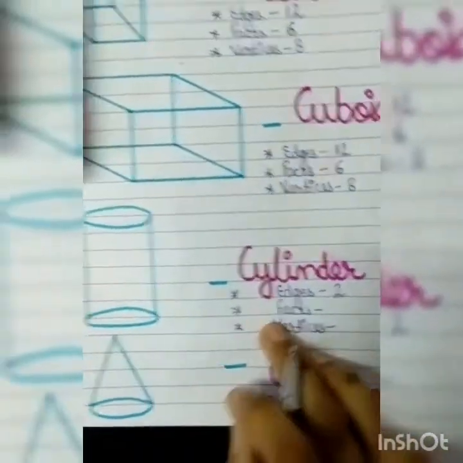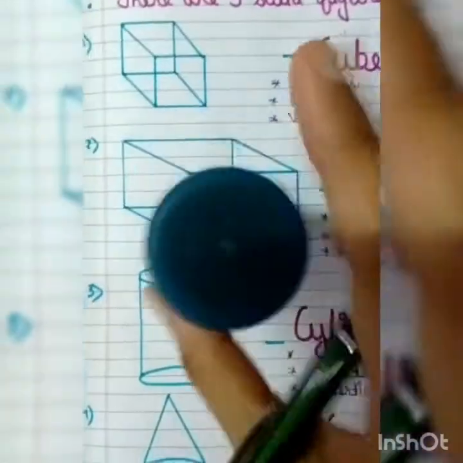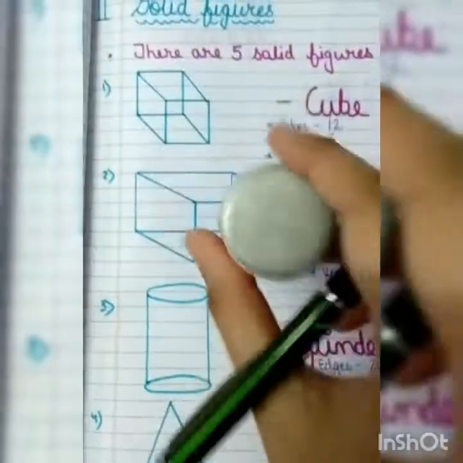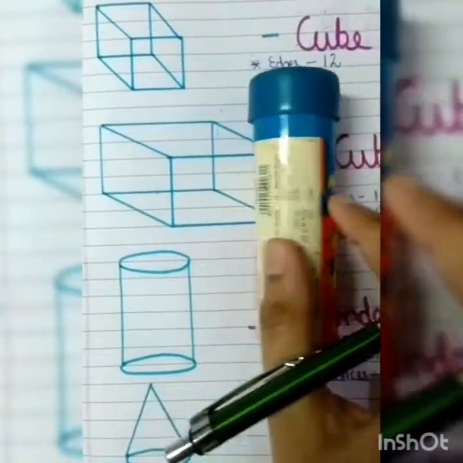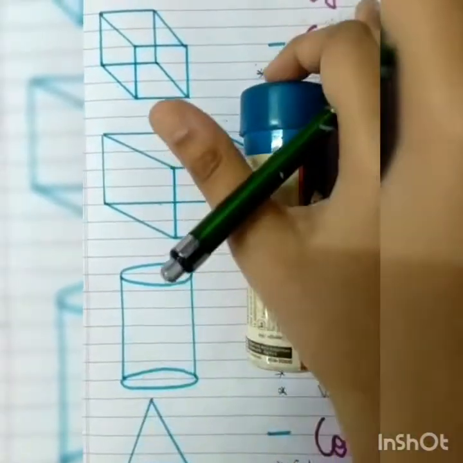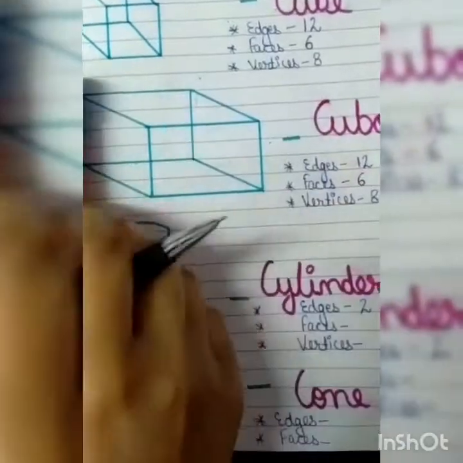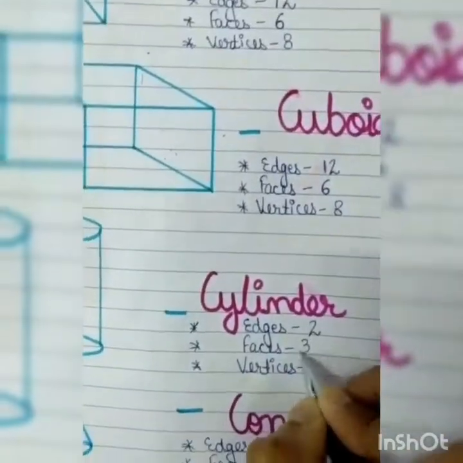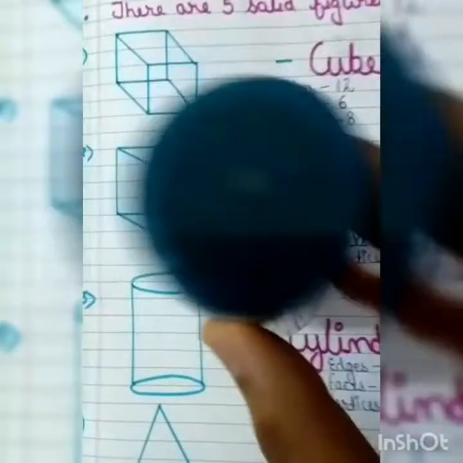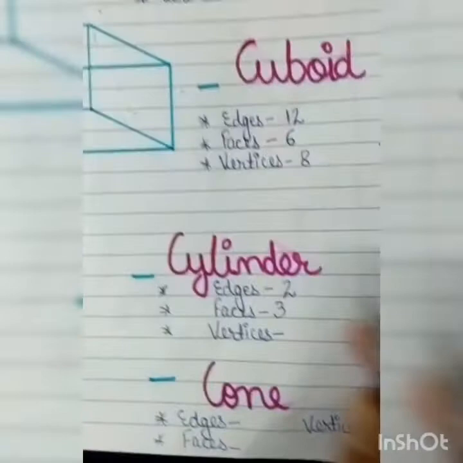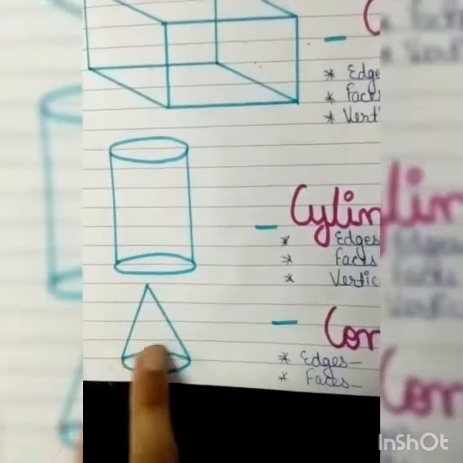2. Now let's count the faces, students. Faces. 1, 2, and this also. Curved faces. This is also curved face. 1, 2, and this 3. The cylinder has 3 faces. And vertices? No vertices. There are no joints. Okay? So 0 vertices.